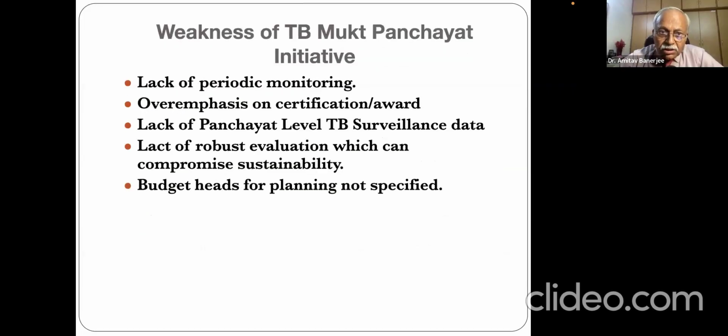Of course it had its weaknesses: lack of periodical monitoring, overemphasis on certification and awards. That becomes an unhealthy competition. Lack of panchayat level TB surveillance data, lack of robust evaluation which can compromise sustainability, budget heads for planning not specified. So we make the programs, but unless we work on the finer details, the program remains on paper only.